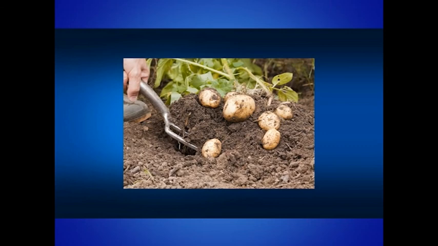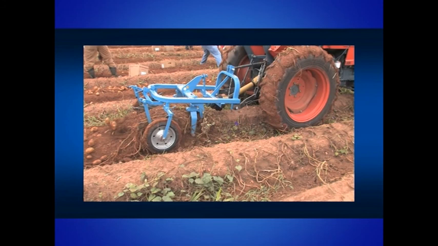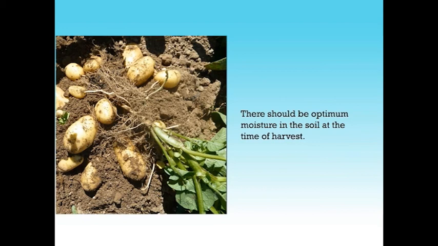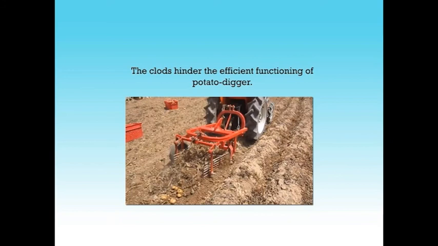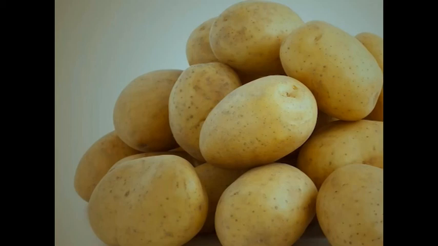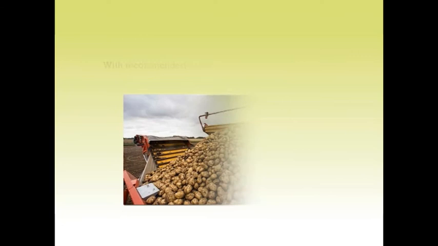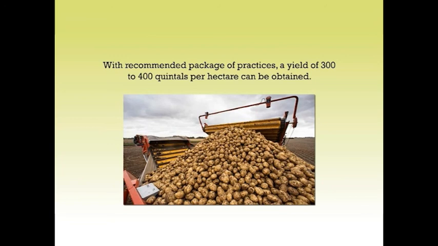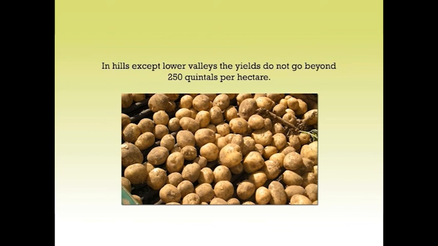Suitable tractor-operated potato diggers are available now for digging potato in big fields. There should be optimum moisture in the soil at the time of harvest. The clods hinder the efficient functioning of potato digger. After digging, the potato tubers may be allowed to dry on the ground for some time in the sun. Let's see about the yield potential of potato. With recommended package of practice, a yield of 300 to 400 quintals per hectare can be obtained. However, in the hills, except lower valleys, the yields do not go beyond 250 quintals per hectare.